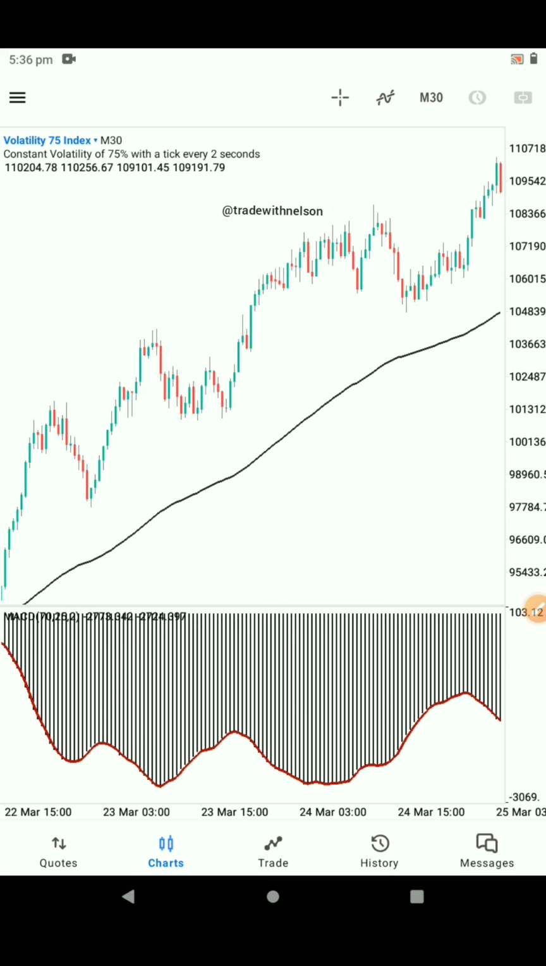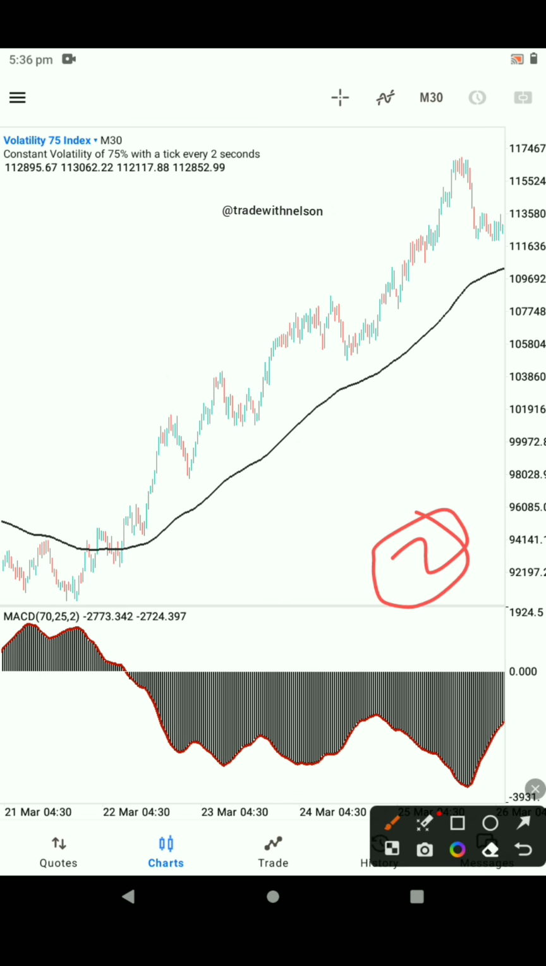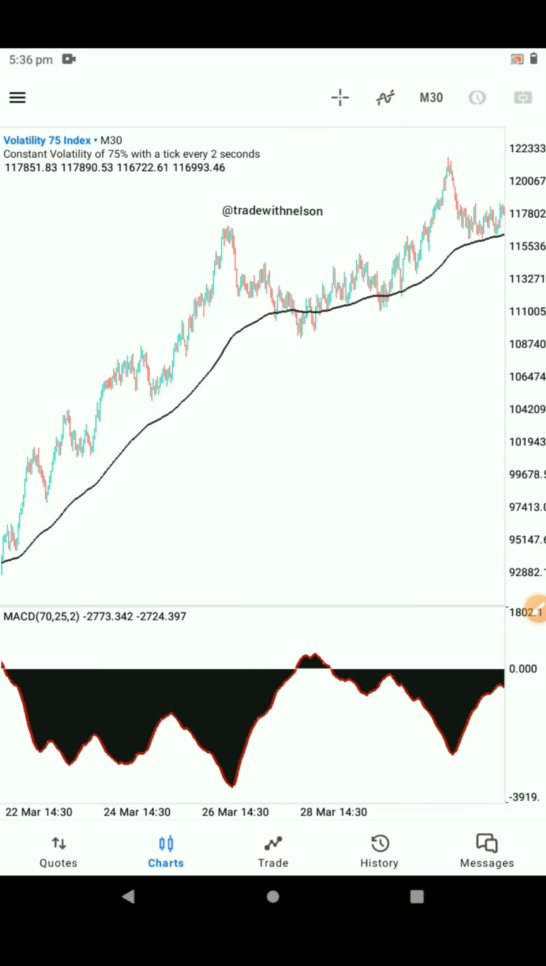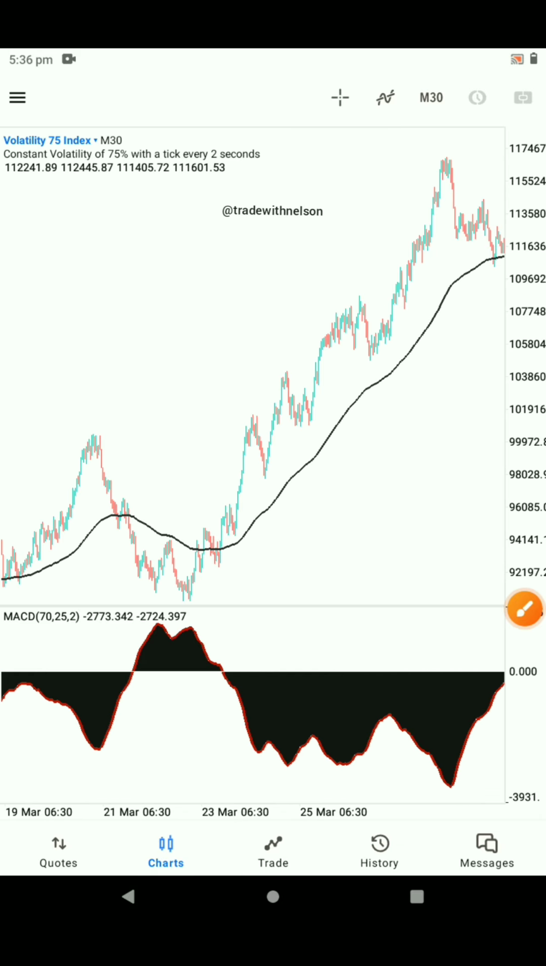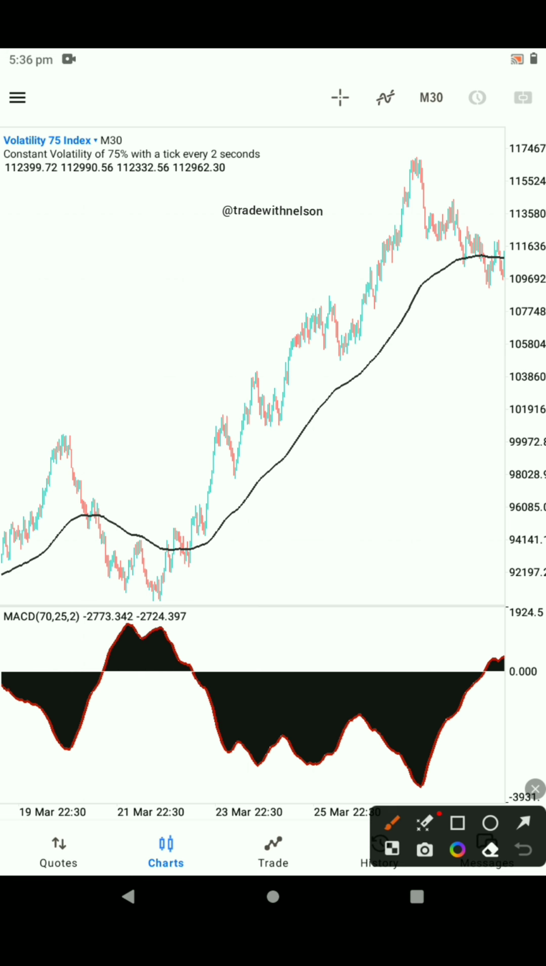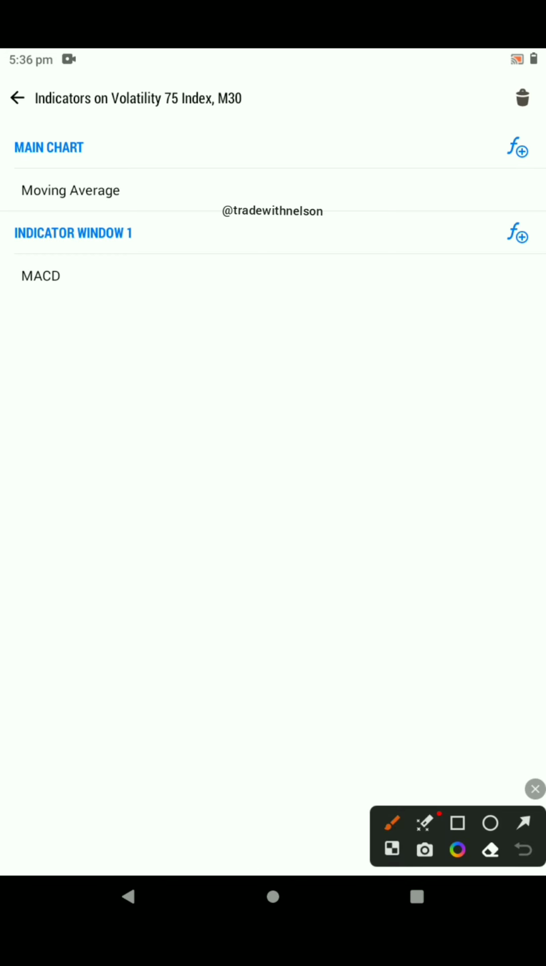And if you look at my indicator settings, I have just two indicators. I have the MACD over here and also the moving average. I want this video to be as short as possible, so let's quickly head straight to the indicator settings. To select your settings, click on this indicator icon over here. As said, I have just two indicators, moving average and the MACD. To select the moving average, click on the F icon on the main chart.